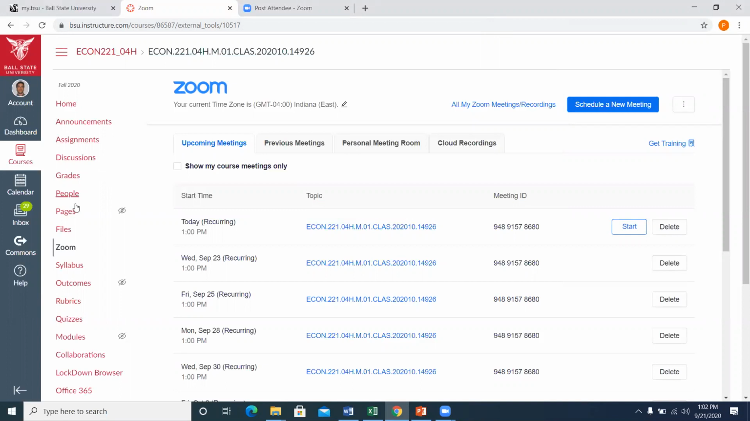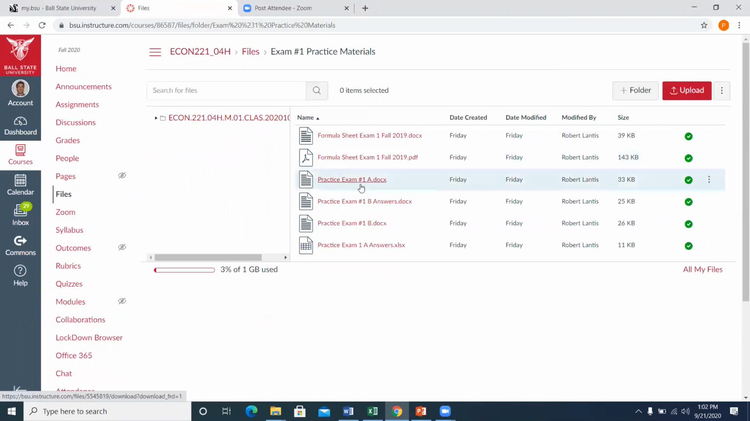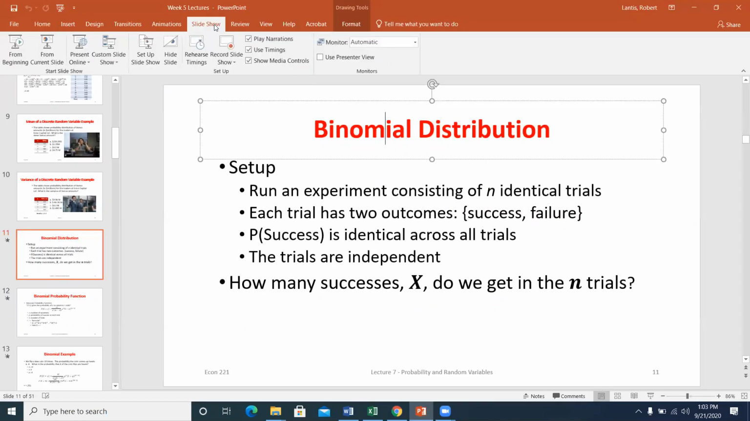So just to show you on Canvas, exam 1 practice materials under the files tab. That's where those practice exams and their answers are, as well as a formula sheet that should have any formula that you would need for that exam. So usually if we took these in person, I'd hand that out. Obviously you can download this and have it open as you're doing the exam next Monday. But here's the materials to start studying for the exam, okay? Any questions for me before we get started here? No?